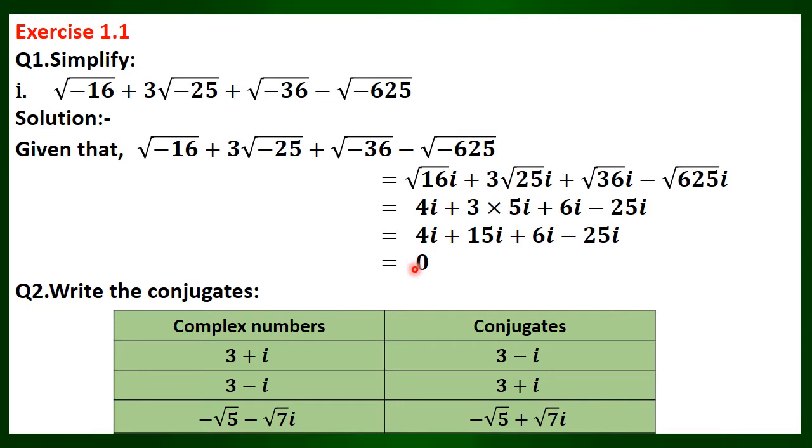Second question, to write the conjugates. Complex numbers are given. We will write the conjugate of each by reversing the sign of the imaginary part only. So the conjugate of 3 plus i is 3 minus i. Conjugate of 3 minus i is 3 plus i. And minus root 5 minus root 7i, we will reverse the sign of only the imaginary part. So minus root 5 as it is and plus root 7i.